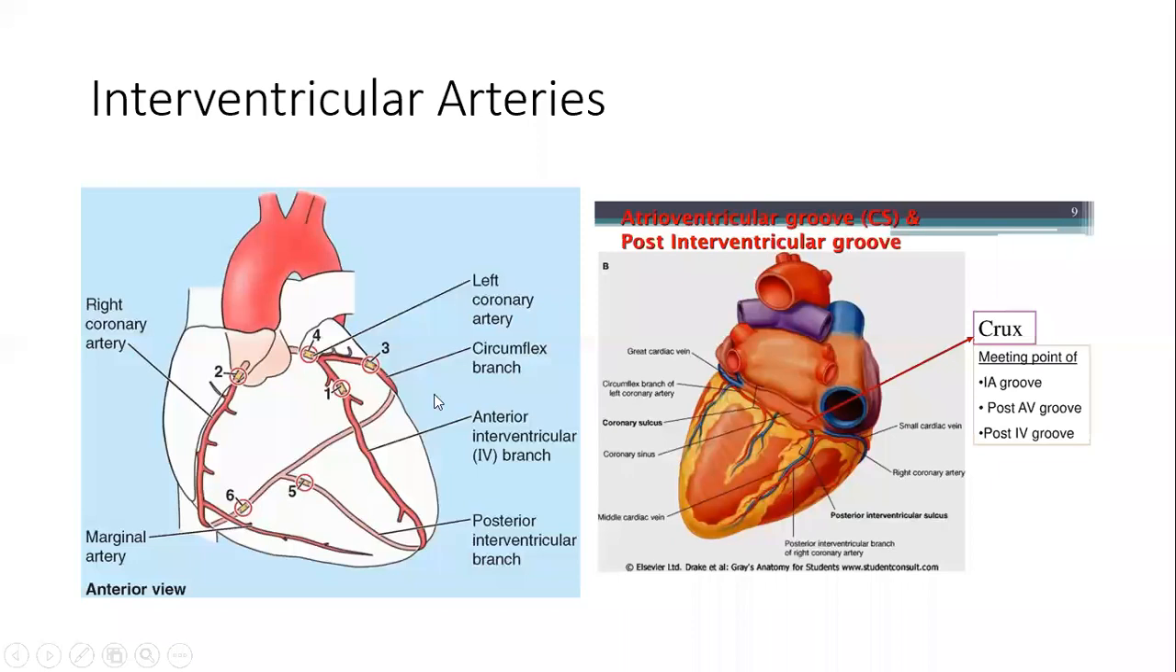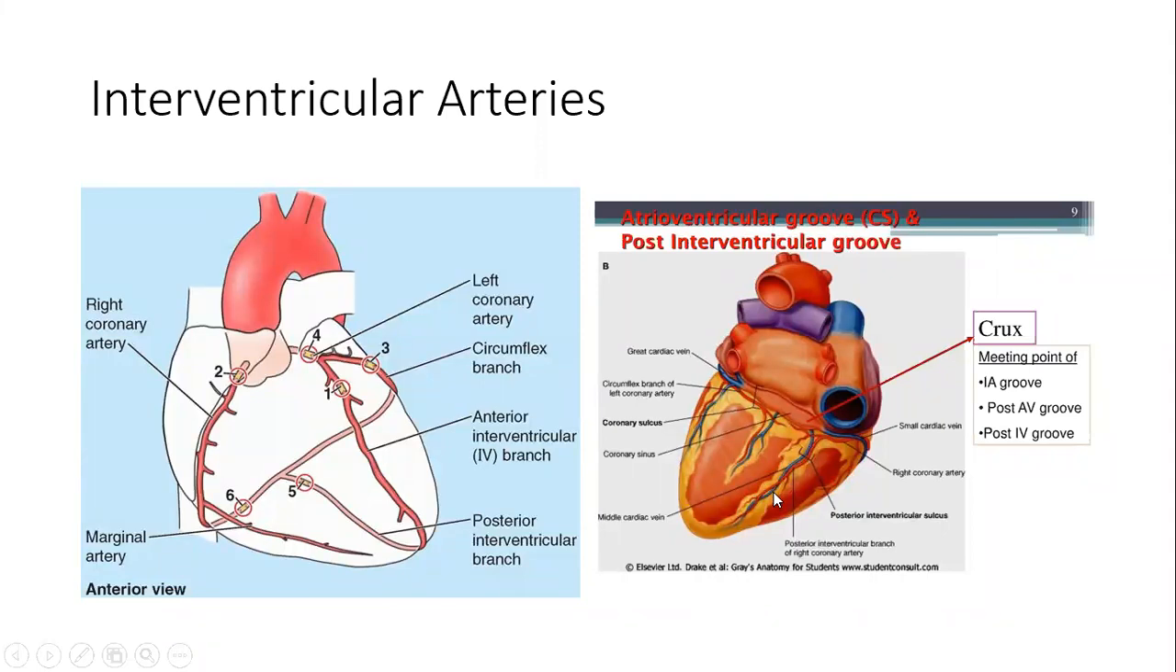In this diagram, you're able to see both interventricular arteries. Now, what do I mean by both interventricular arteries? There are two interventricular arteries that run on the anterior and posterior aspects of the interventricular groove. Okay? So, the artery that runs in the interventricular groove on the anterior surface of the heart, what is its name? Anterior interventricular artery. The artery that runs on the posterior aspect of the interventricular groove, what will be its name?